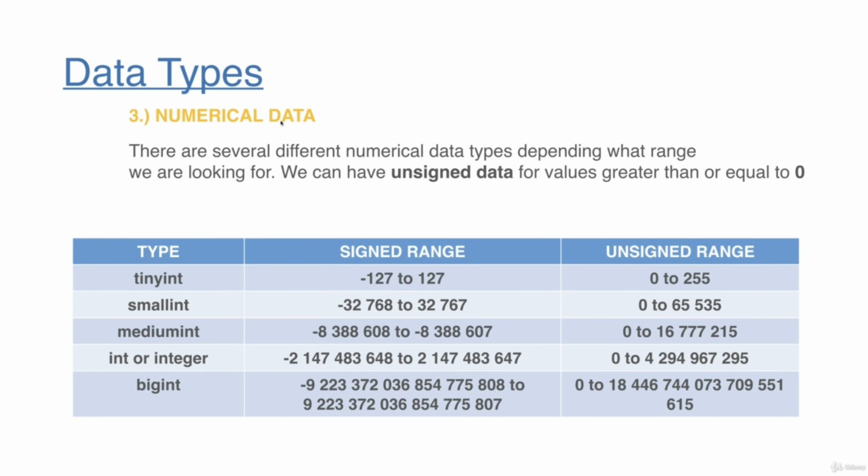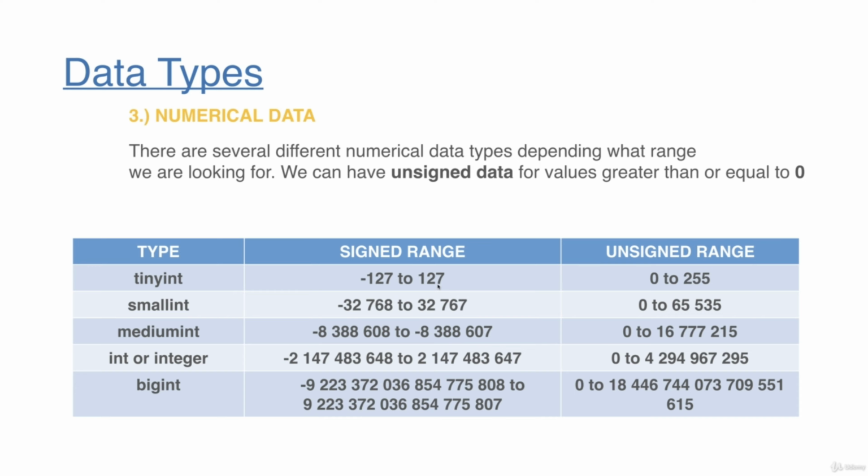Okay, what about numerical data? There are several different numerical data types depending on what range we are looking for. Of course, we can use signed and we can use unsigned values. Unsigned values when we know for certain that the values are greater than or equal to 0. So as you can see, for example, tinyInt can store up to 256 possible values. Of course, if we are after negative values as well, then the range will be -127 up to 127.